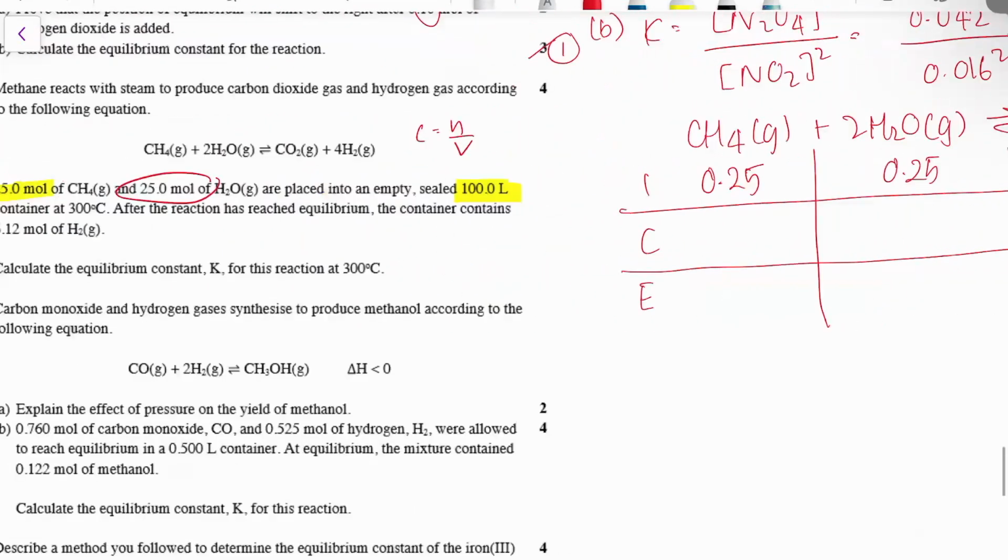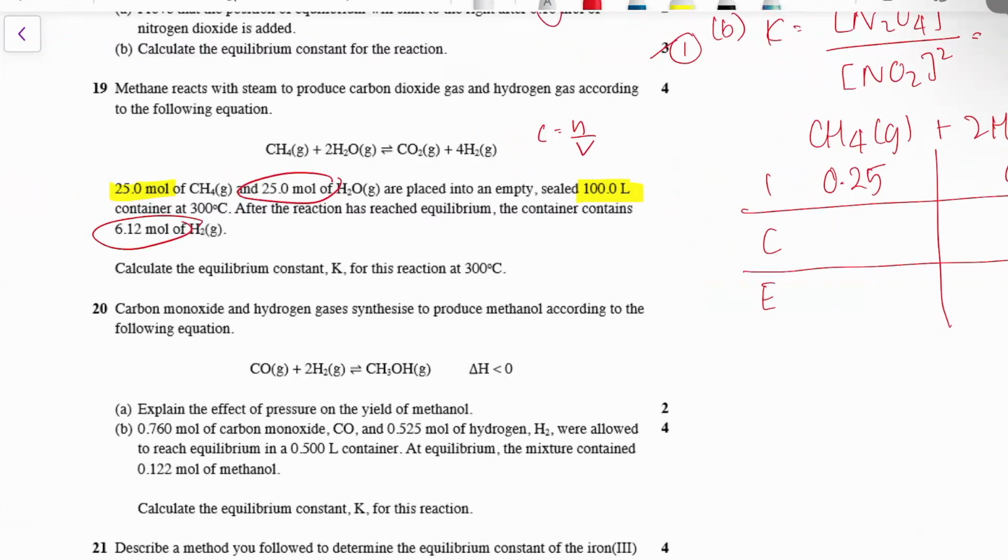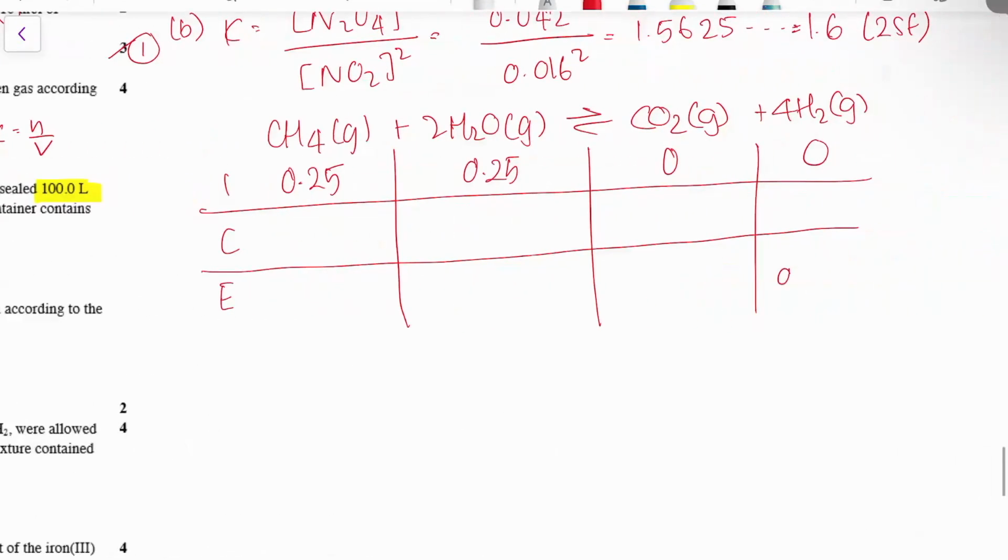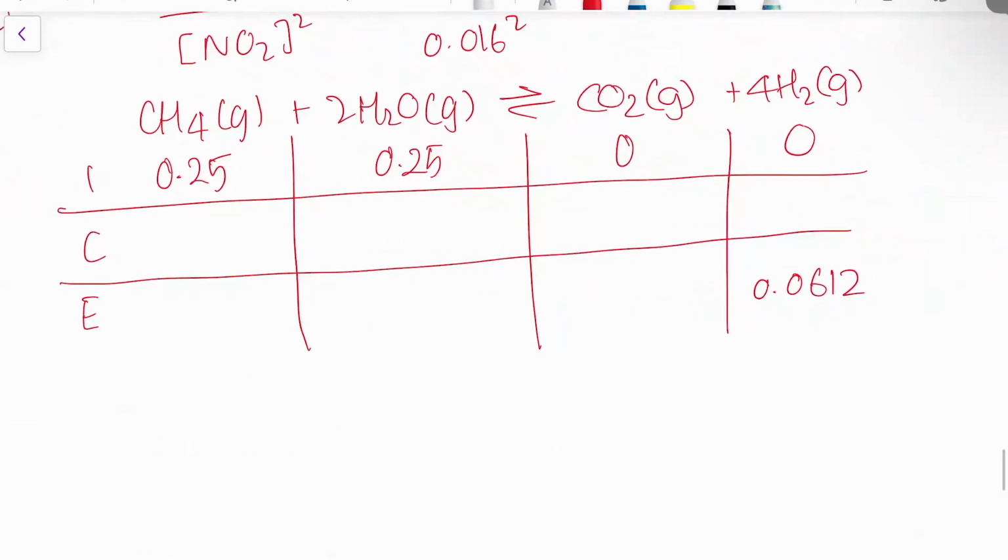Good. And then the last number they've given you, 6.12 moles of H2 in a 100-liter container. So that's 0.0612. Okay, so what's the change for H2 going to be? Plus 0.0612. Good. And then it's a 1:4 ratio with CH4. So what's the change for CH4 going to be? 0.0153. And what sign am I going to use?